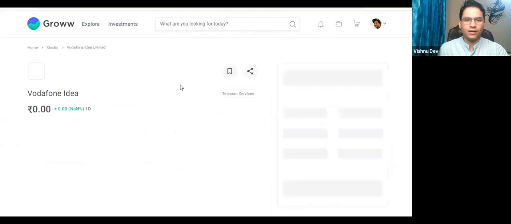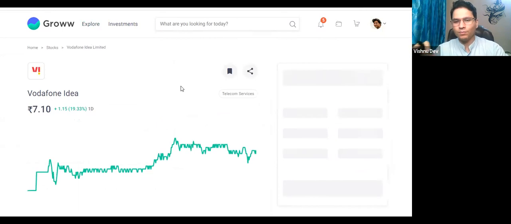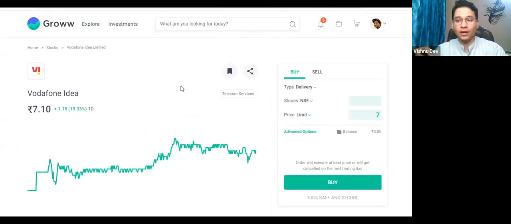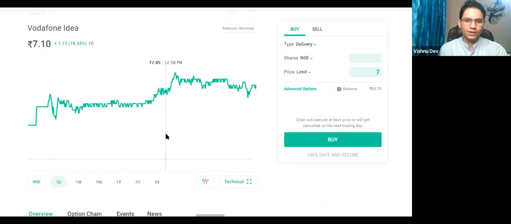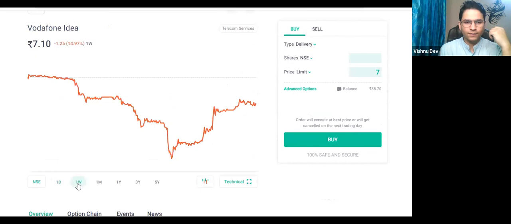So the company that I was discussing is Idea. Now I'll tell you, Vodafone Idea. So this company is almost bankrupt. How many of you know this? Yes, sir. Yesterday I looked at the stock, sir, it had fallen something like 12%.